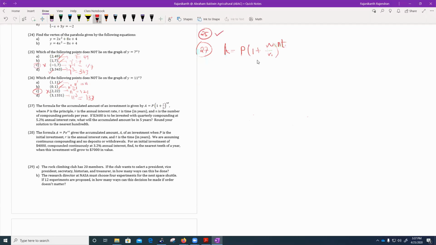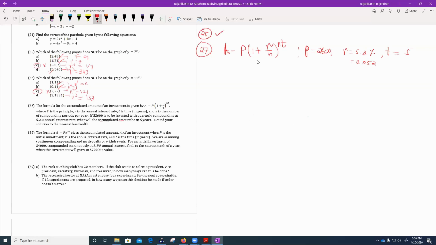So if you read the problem, the investing amount is 2600, therefore P is 2600, and the interest rate R is 5.2 percentage. In number this is 0.052, and how many years we are going to calculate? 5 years. Simply plugging this to find what the accumulated amount is, right?